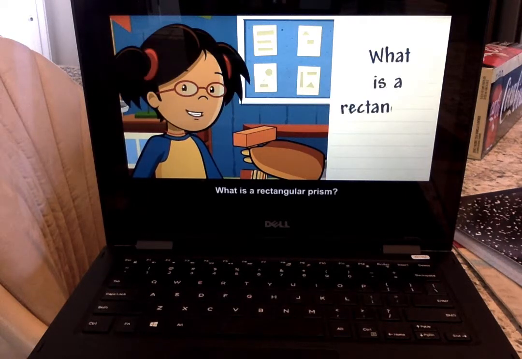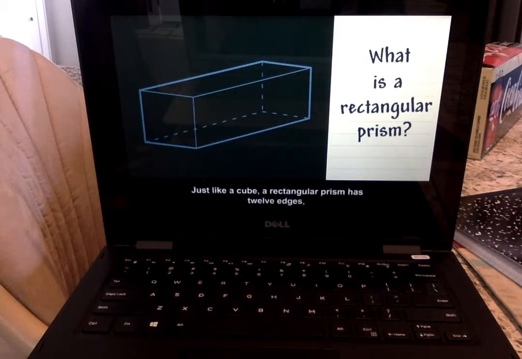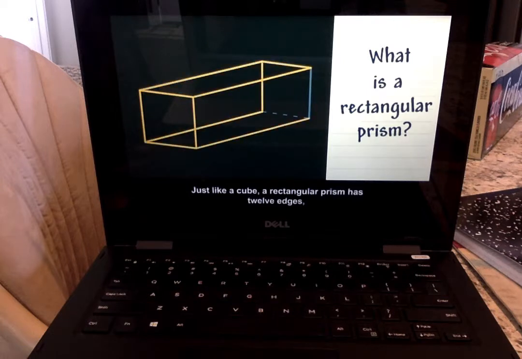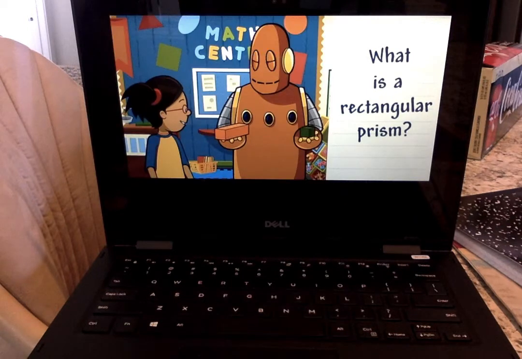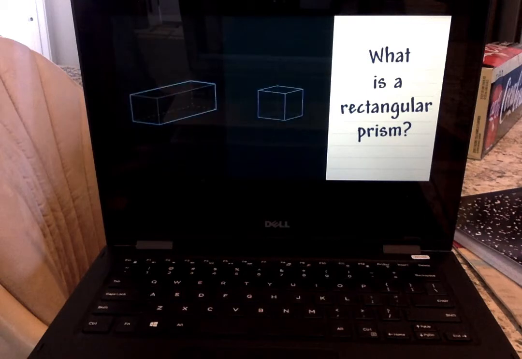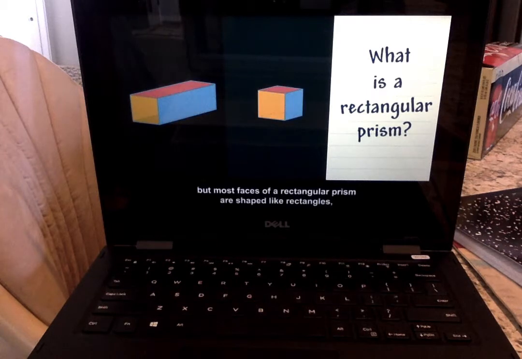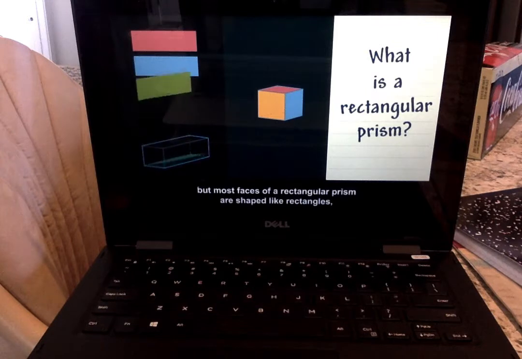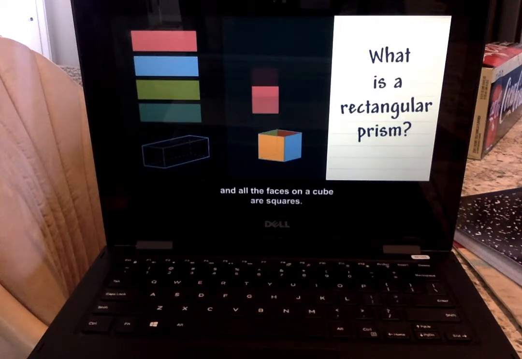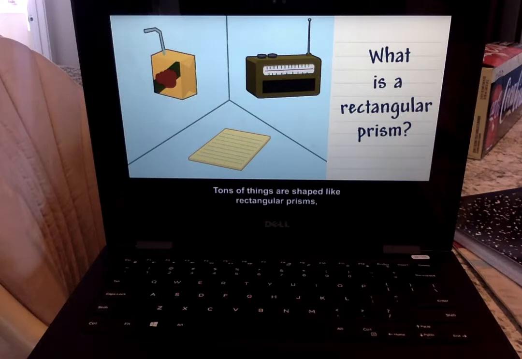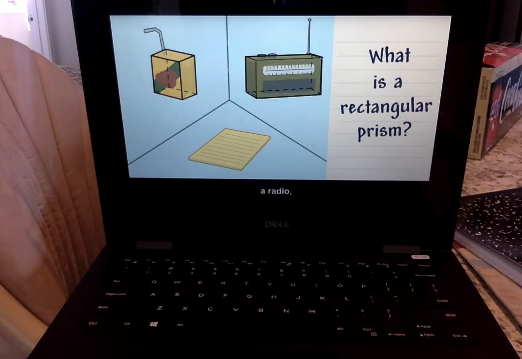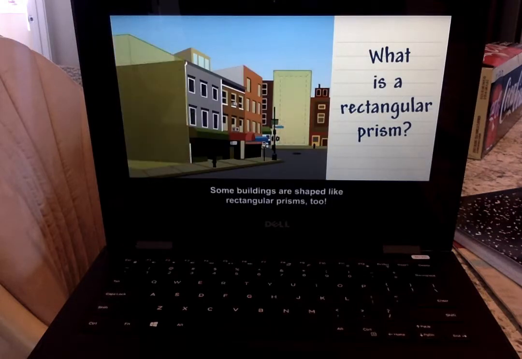What is a rectangular prism? Just like a cube, a rectangular prism has 12 edges and 8 corners or vertices. You're right, Moby. These solid shapes both have 6 faces. But most faces of a rectangular prism are shaped like rectangles, and all the faces on a cube are squares. Tons of things are shaped like rectangular prisms, like a juice box, radio, and even a thin piece of paper. Some buildings are shaped like rectangular prisms too.